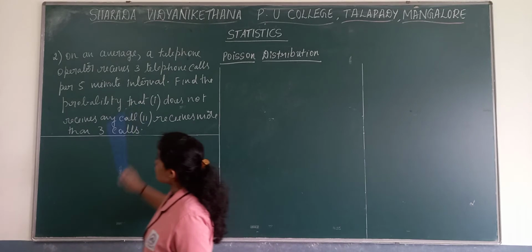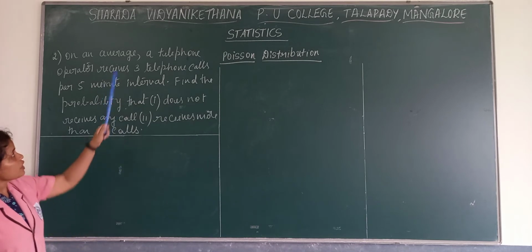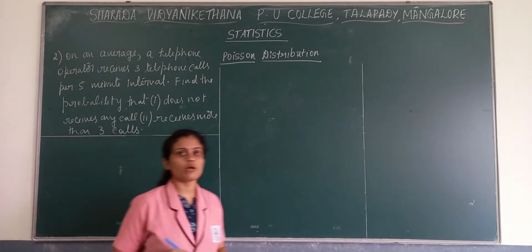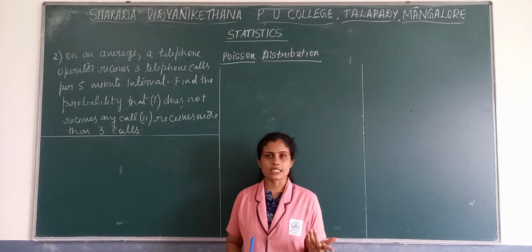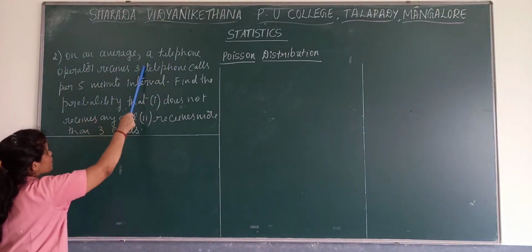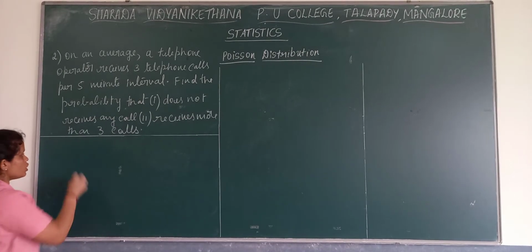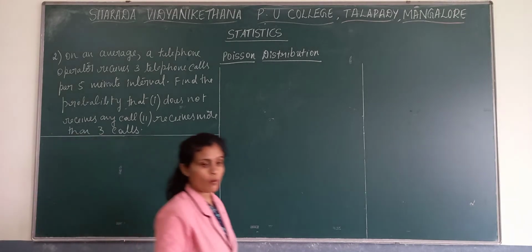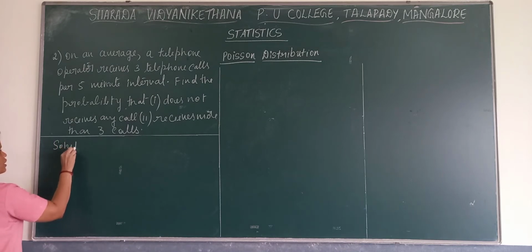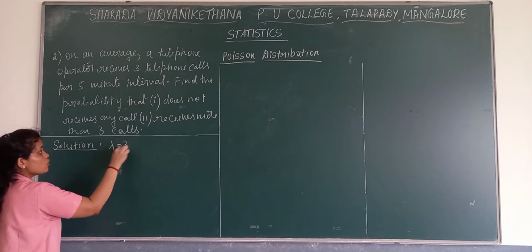Now, see here, as I said, firstly you need to identify lambda. You may get confused. Here you have two numbers, 3 and 5. But what is lambda? What sentence you have to observe? On an average, what is the number? Here, on an average, a telephone operator receives how many calls? 3 calls. So what is the lambda value? Lambda is equal to 3. So in this particular problem, the value of lambda is equal to 3.